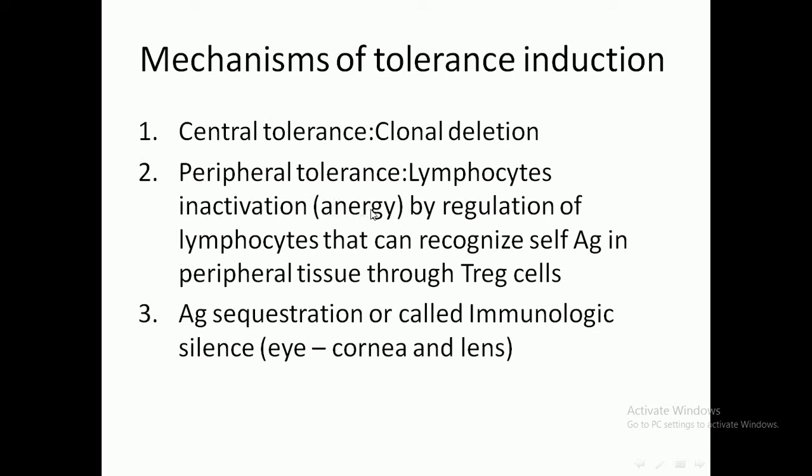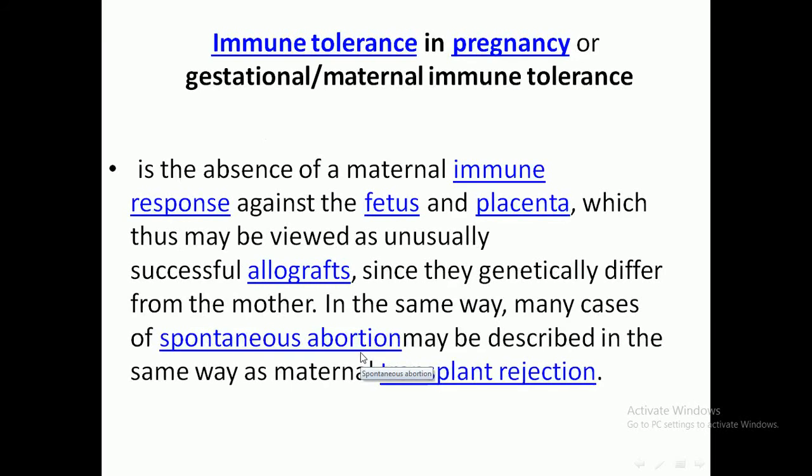And here anergy is lymphocyte inactivation, with regulation of the lymphocytes that can recognize self-antigen in peripheral tissue through the T reg cell, or T regulatory cell. And antigen sequestration, or immunological silence, and here the best example is the eye, cornea, and lens.